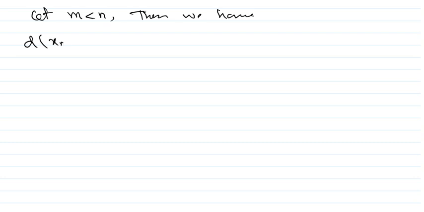So now we want to prove this sequence is a Cauchy sequence. That means we want to prove the distance between x_n and x_m approaches 0 as n and m approach infinity. So let's choose m and n. Let m be less than n. I need two integers with m less than n. Then we have the distance between x_m and x_n, and note that m is less than n, so n minus m is a positive integer.